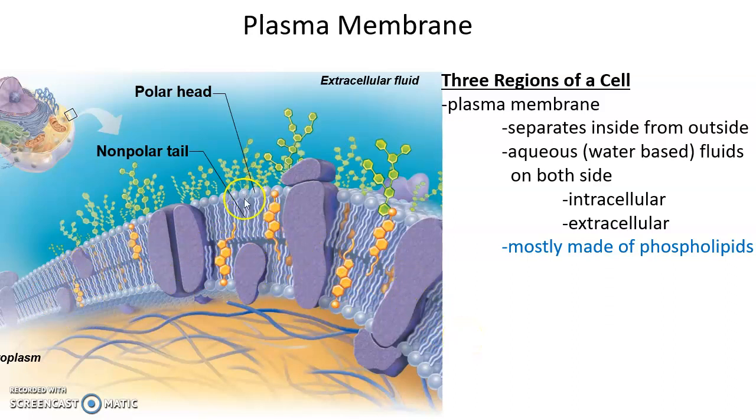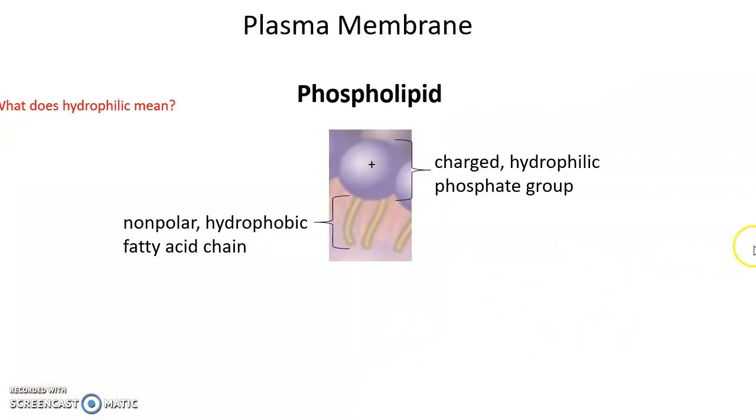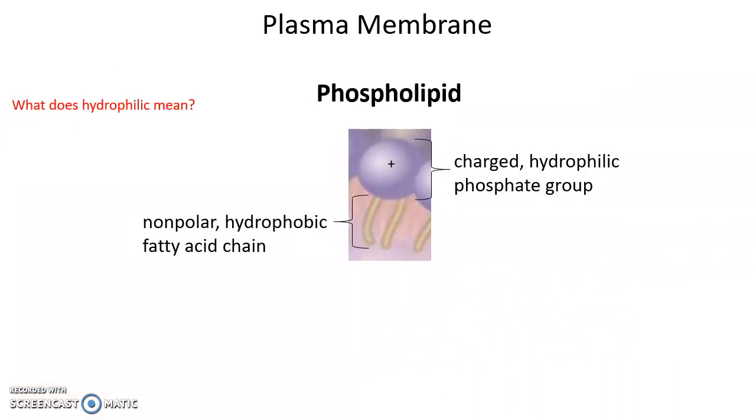The plasma membrane itself is made up of structures called phospholipids. So each one of these little balls with the two little strings attached to them, each one of those is a phospholipid. And gazillions of phospholipids make up the plasma membrane. So here is a close-up of a phospholipid.